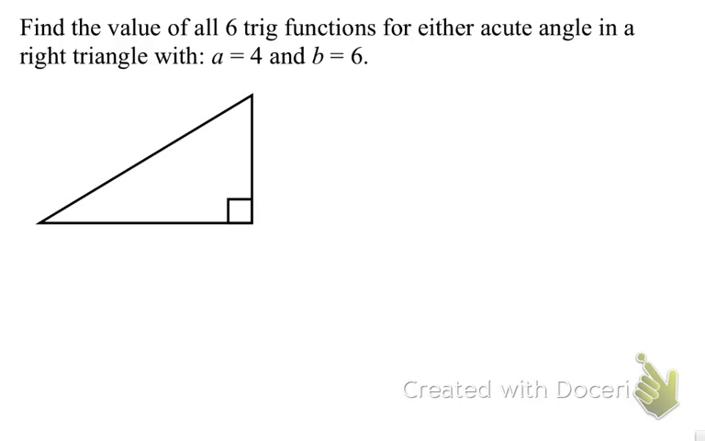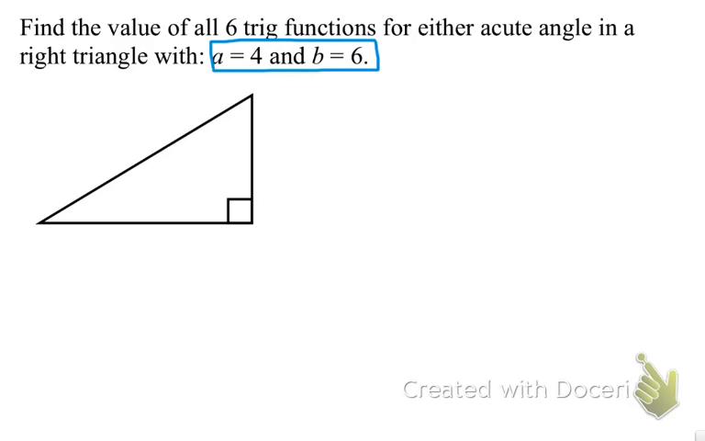Hey guys, it's Mr. McHugh, and I'm going to walk us through two examples of calculating all six trig functions for angles in two different right triangle situations. The first one here is we're going to find all six trig functions of either acute angle set in the context of a right triangle with a leg of 4 and a leg of length 6.